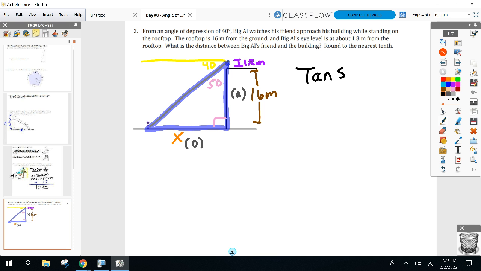Tangent of 50 equals opposite side x. Okay, still need your help. What do I do about my adjacent side? Add 1.8 and 16. 17.8.